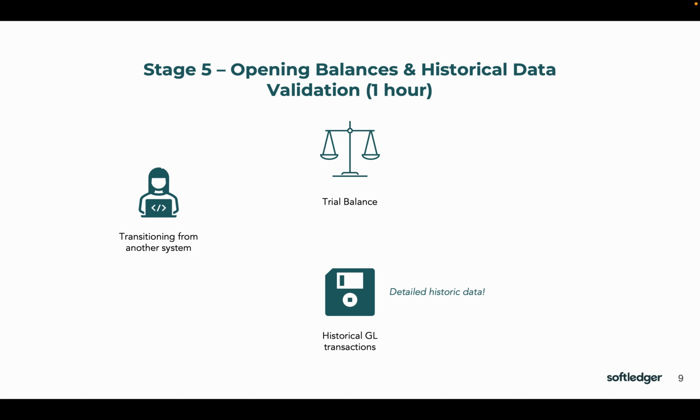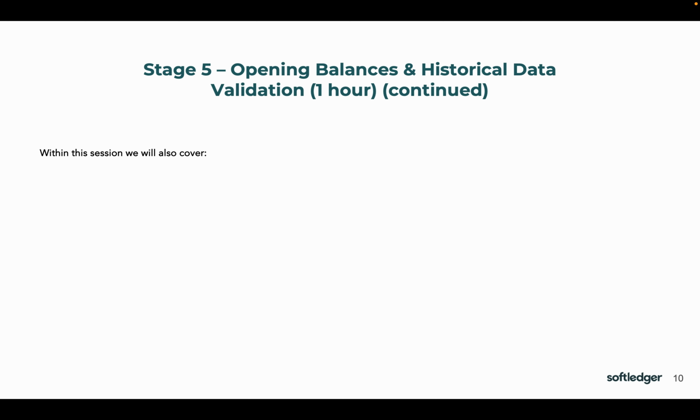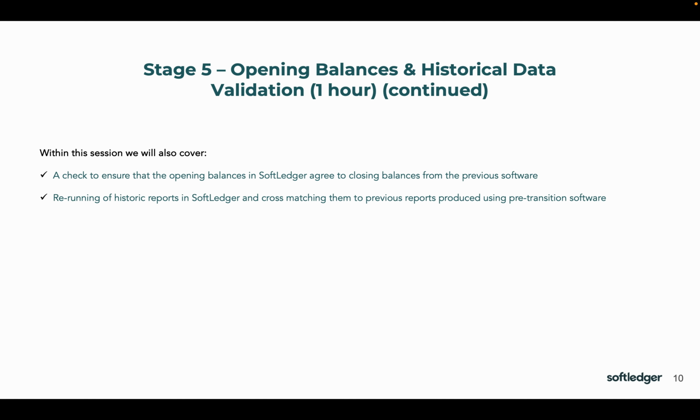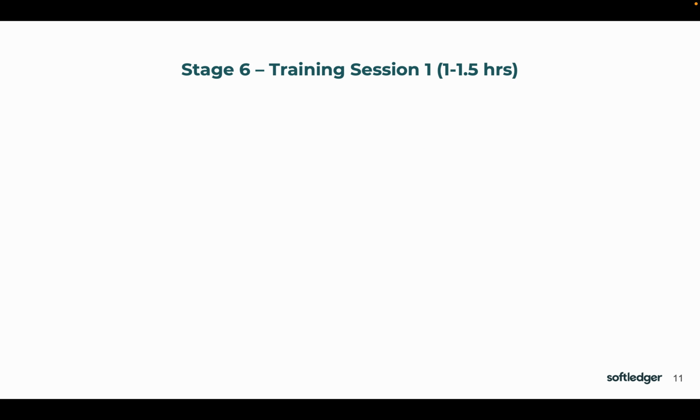When using this method, the data to be used is adjusted to the SoftLedger format. Support is on hand to assist with this process. Within this session, we'll also cover checking that the opening balances in SoftLedger agree to the previous closing balances from the old software, rerunning of historic reports in SoftLedger and cross-matching them to previous reports produced, and discussion of any teething issues or setup issues spotted when looking through historic data. Stage 6, Training Session 1.